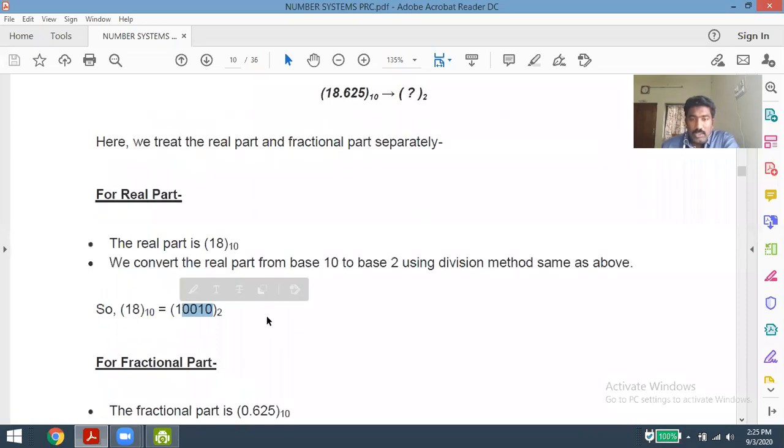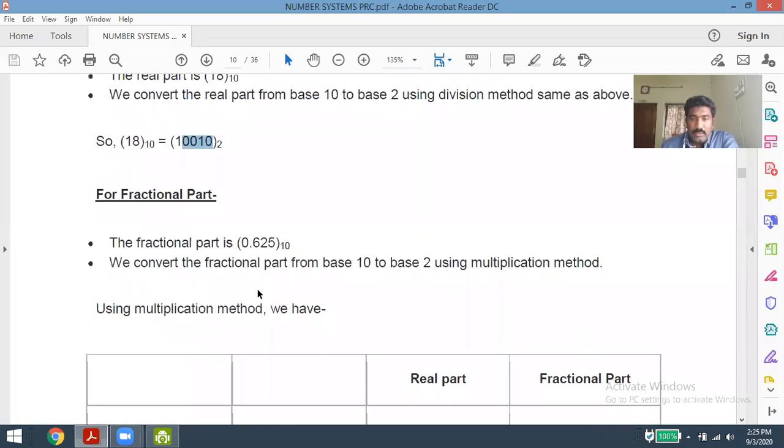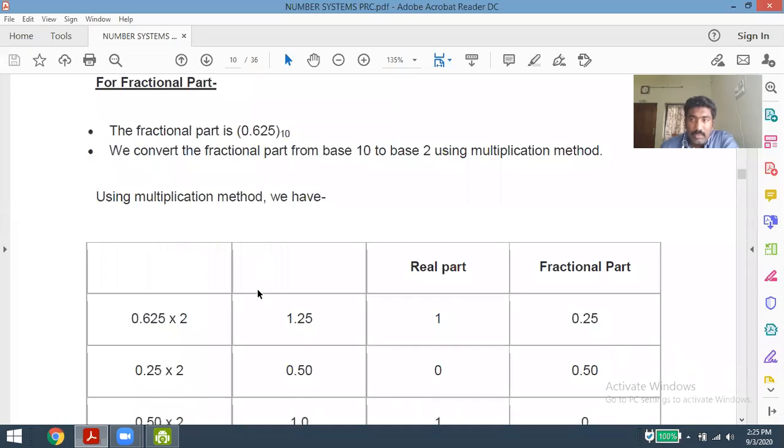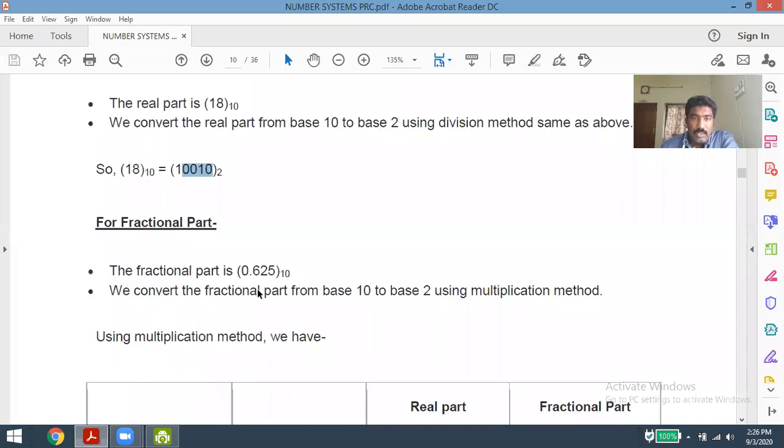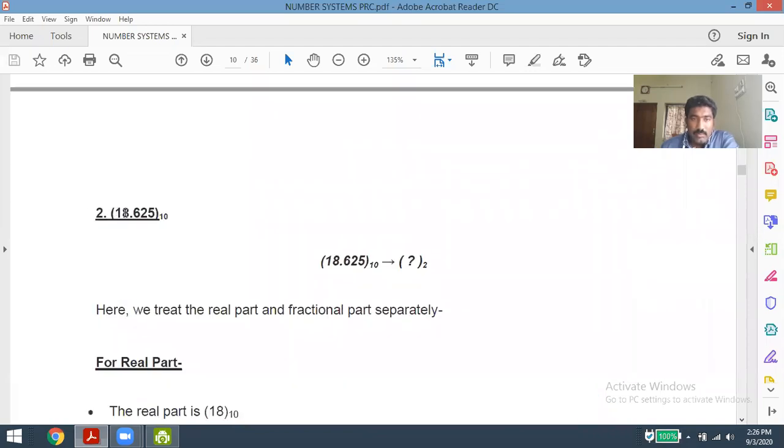Now going for part 2. What is the second part? For the second part, just go for multiplication. Just try to remember, we are going to do two methods: one is division, one is multiplication. Whenever our problem has fractional values like 18.625, that is, we have point values, we go for the two methods.